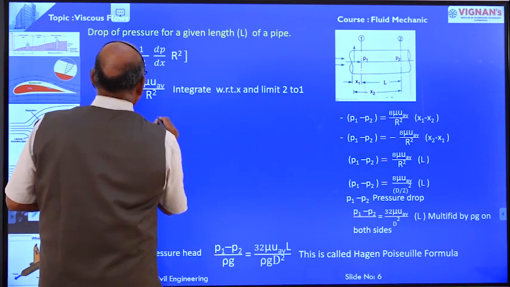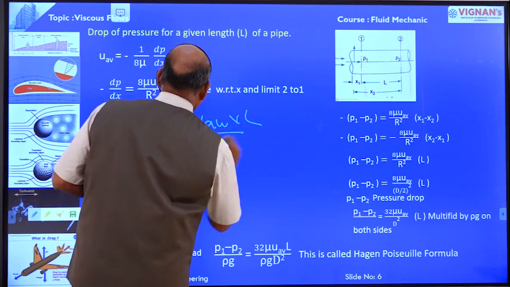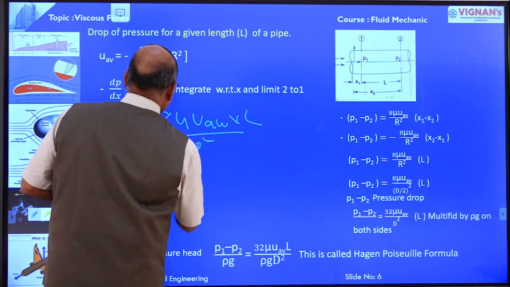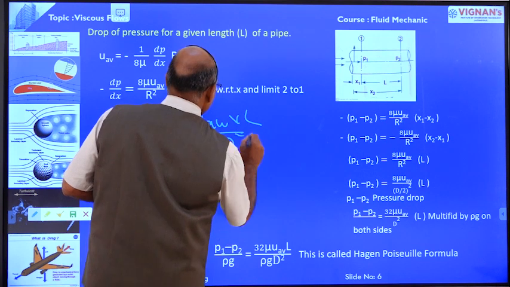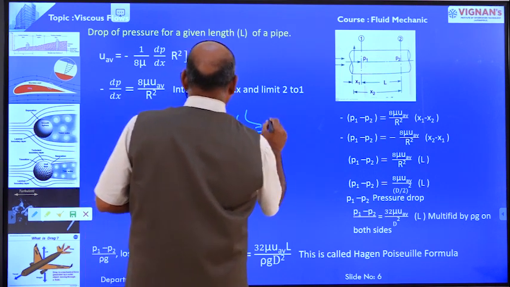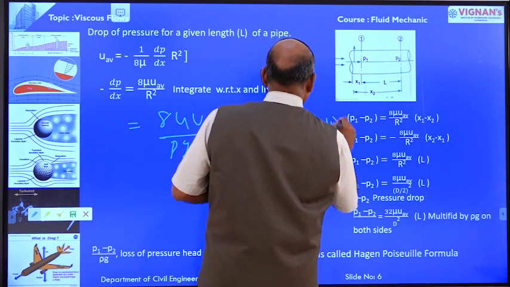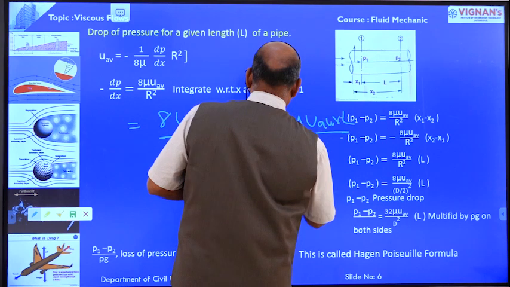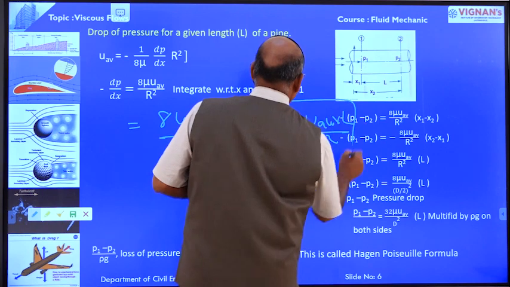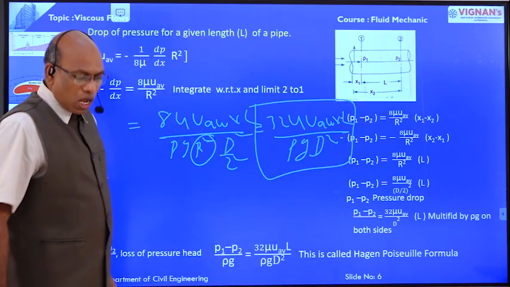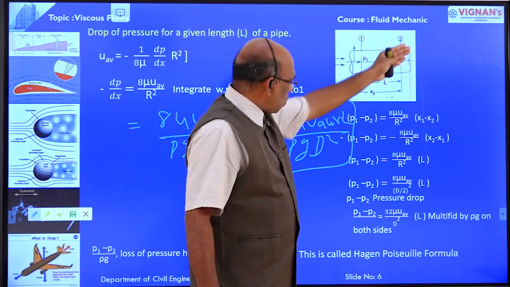Loss of head is equal to 8 mu u average into L divided by r square rho g. In place of r square we take d square by 2 square, that is d by 2 whole square. This is equal to 32 mu u average into L divided by rho g d square. This is the formula for the determination of the loss of head if the liquid is flowing from section 1 to section 2.